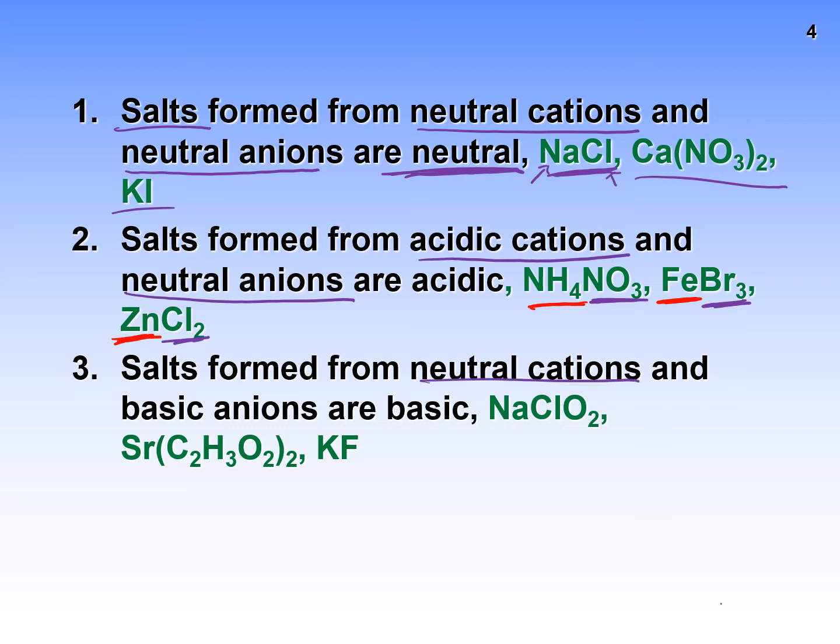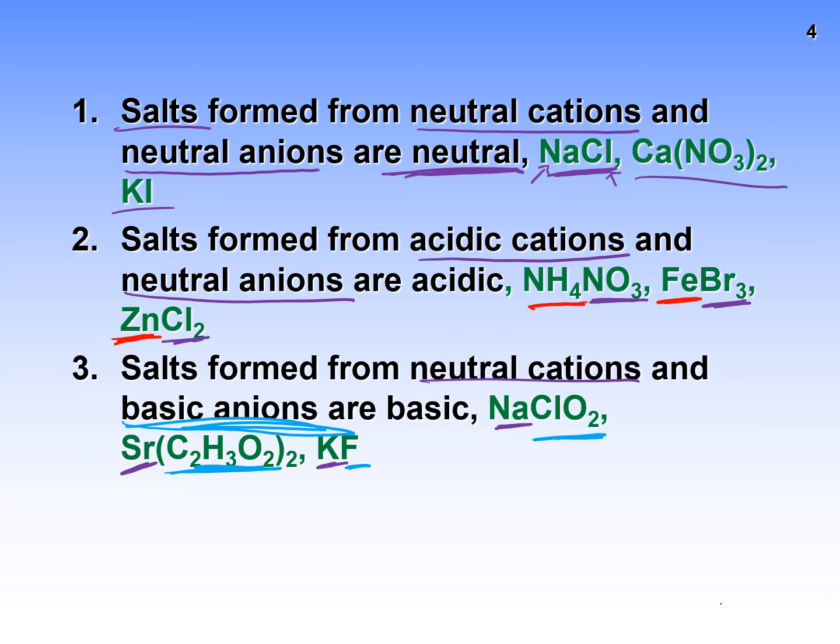But a basic anion, right? So in this case, Na, K, and Sr are all part of the neutral cation group. But F minus, acetate, and chlorite are all conjugates of weak acids, i.e. weak bases, and so we're going to get a basic solution here.